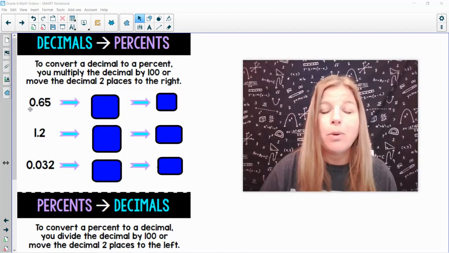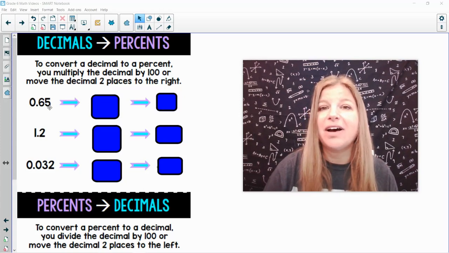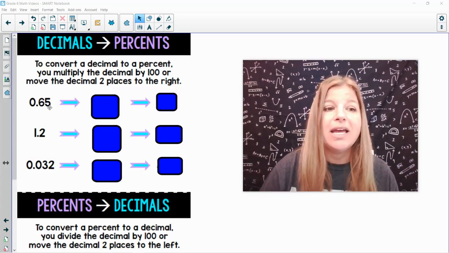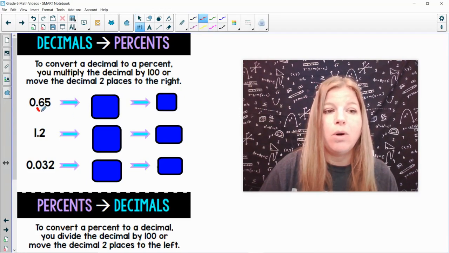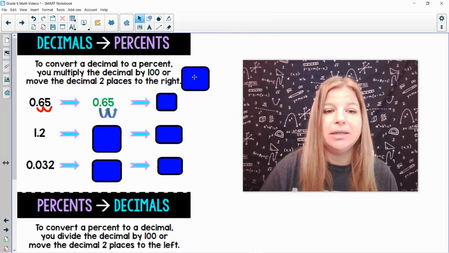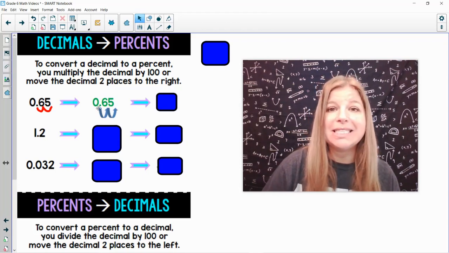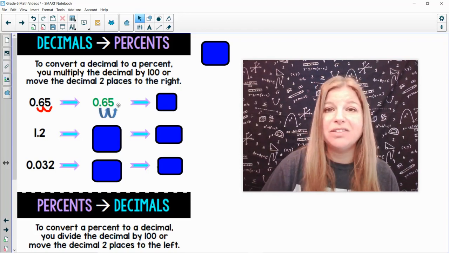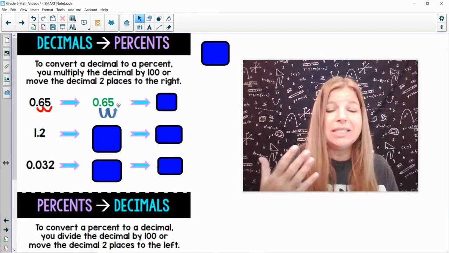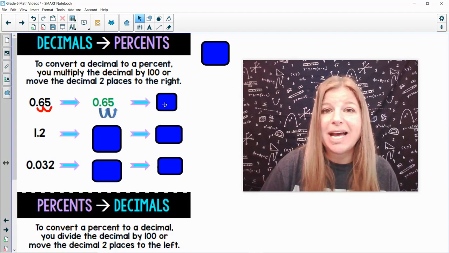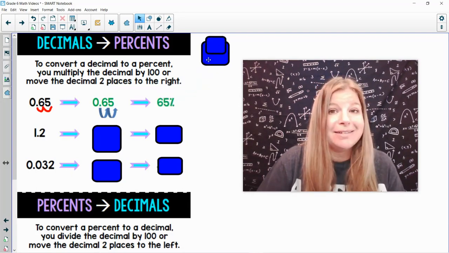Now, if I take 0.65, that's really 65 hundredths, correct? If I take that and I move the decimal two places to the right, 1, 2. Notice I drew it here with arrows, 1, 2. That decimal is not going to now be in front of the 6. It's actually going to get moved after the 5. It's going to be 65 decimal. Now, when it's just 65 and then a decimal, it's not going to have any decimal there at the end. We don't even need to leave it. It's just 65%. That's it.